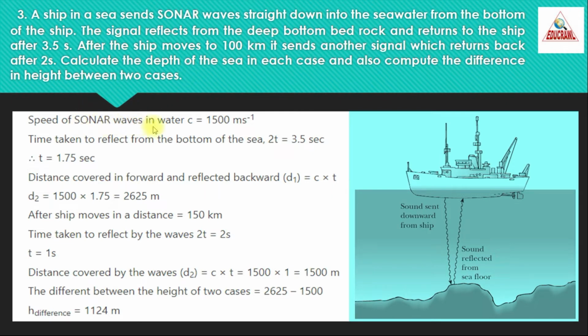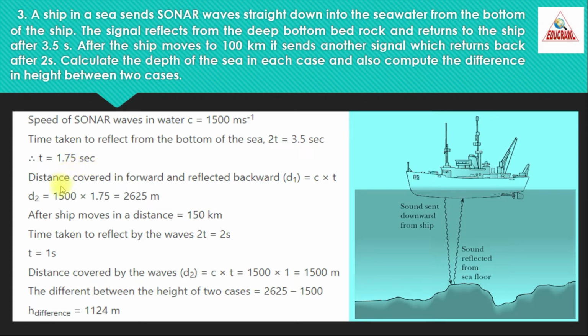So the speed of the sonar waves in water is given as 1500 meter per second, and in case 1, the time taken to reflect the sound from the bottom of the sea is equal to 3.5 seconds. Here the total time is 3.5 seconds. That is, sound is traveling from ship to the seabed. After that, from seabed it is reflected to the ship. So the total time is 2t. So 2t is equal to 3.5 seconds. So t will be equal to 3.5 divided by 2 seconds, which is equal to 1.75 seconds.